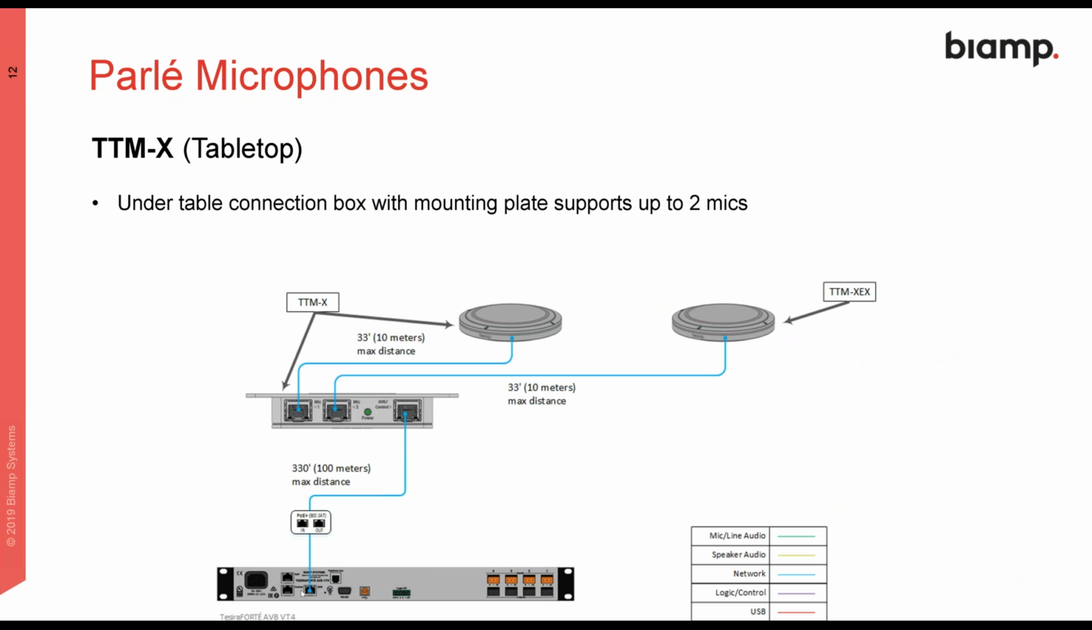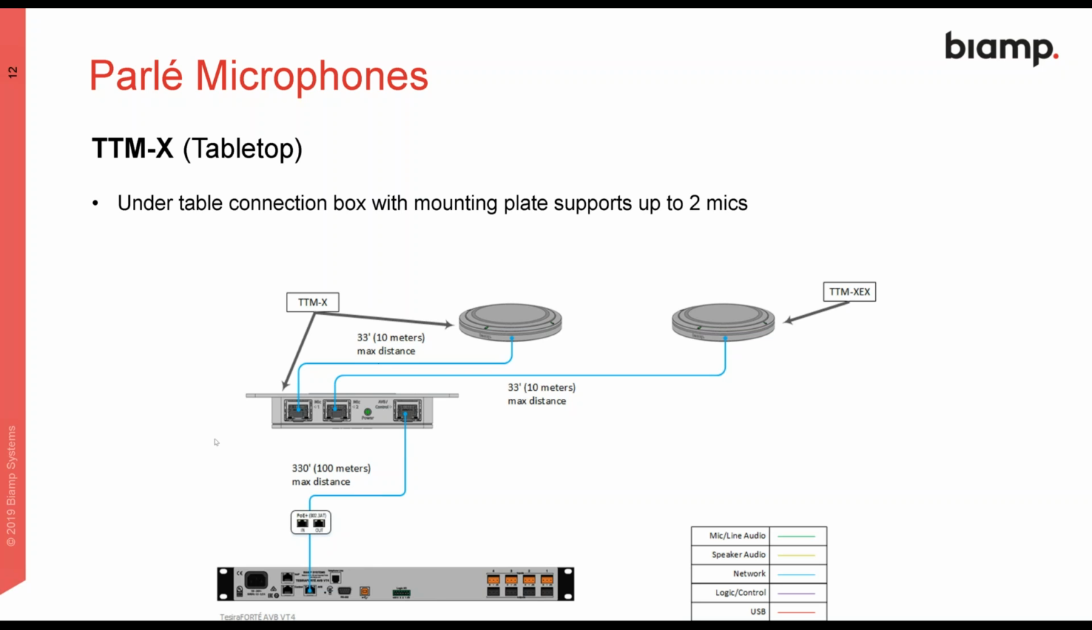So here's how it works. You've got two microphones on the top of the picture. They will be connected to the network box that usually sits under the table. There is a 10-meter distance maximum between that network box and the microphones. And that network box will be connected to our DSP, the one I was talking about before, the VT4 in this case.